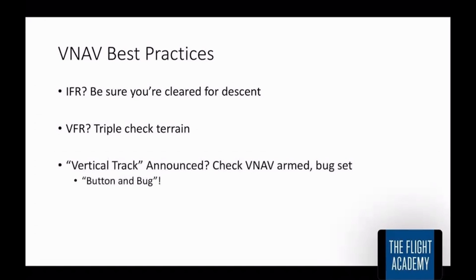Vertical track enunciated. We spoke about this a moment ago. When you hear that, check to make sure that VNAV is armed and your bug is set. What was the mnemonic? Button and bug when I hear vertical track.